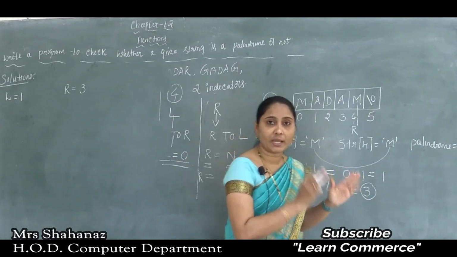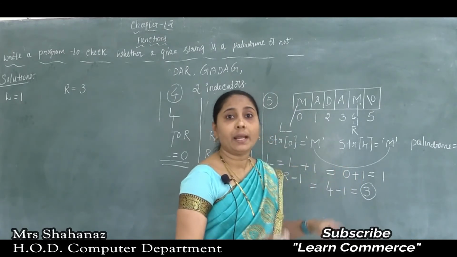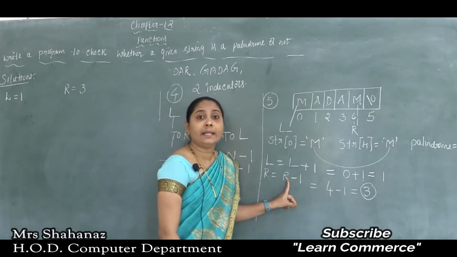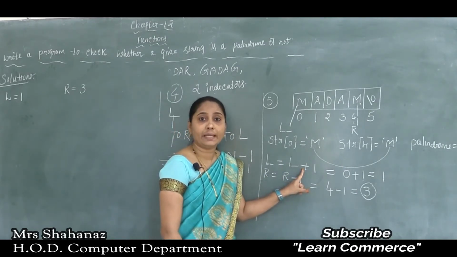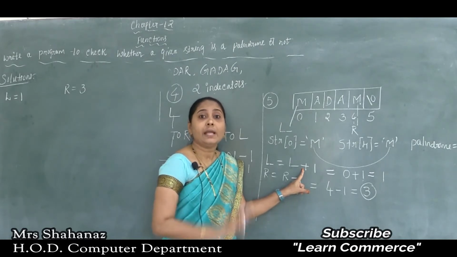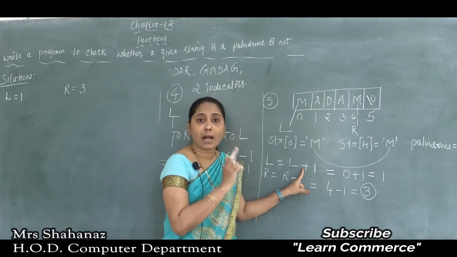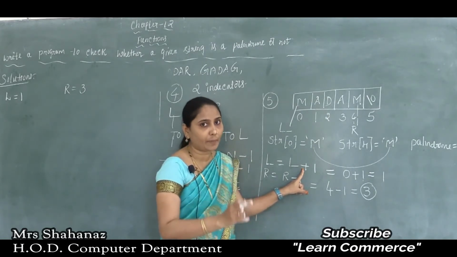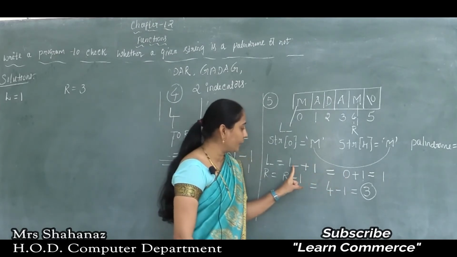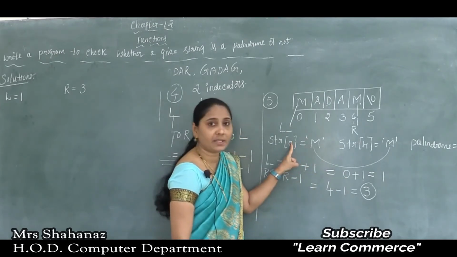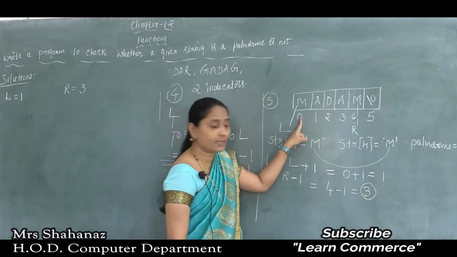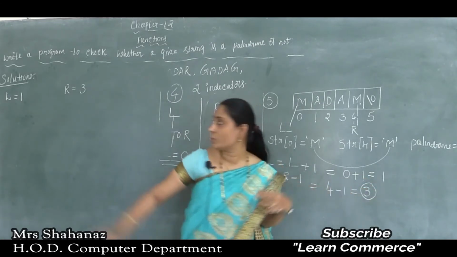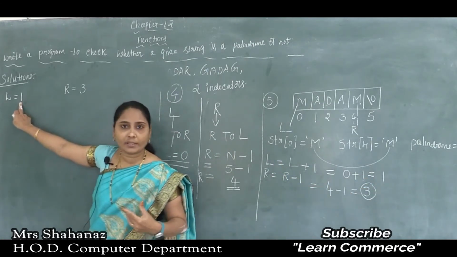So when you are going to check the other characters, you should remember this: the L value is incremented by 1 and R is decremented by 1. When the L value is incremented, we write L is equal to L plus 1, and R is equal to R minus 1, decremented by 1. Now for the L value, in the last step the L result is 0. So 0 plus 1 is 1. So we can write the L value is equal to 1 here.